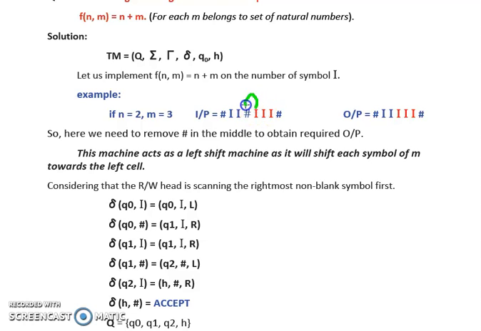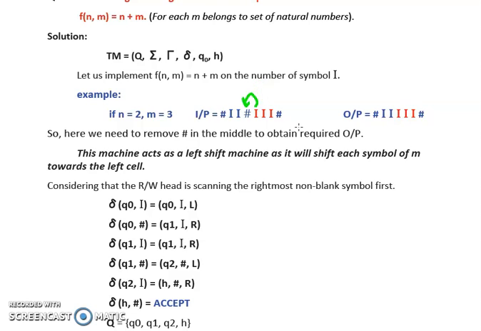So we are shifting this I in the place of hash. Then the blank is created over here. Then we are shifting this I to this particular place where the blank was created. Now the blank is created over here. So we are shifting this I to the blank place. Now a blank is created over here. So in this way, we can say that this Turing machine is acting as a left shift machine. That's why it is also called a left shift machine.